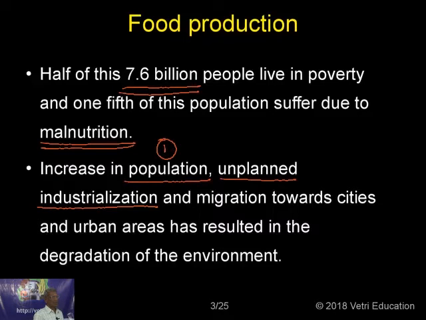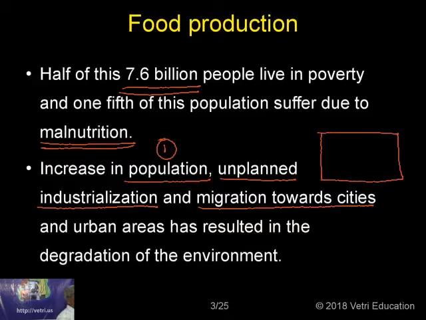When all the industries are concentrated in one place, people try to migrate towards that place. As a result of that, most of the villages are emptied nowadays, and you get maximum population in one part of that area. Let's imagine that this is the place where the people are living.